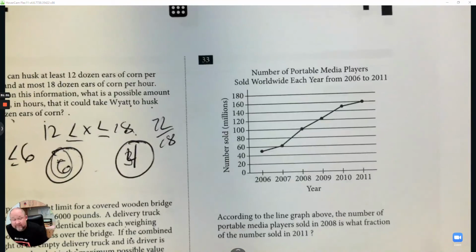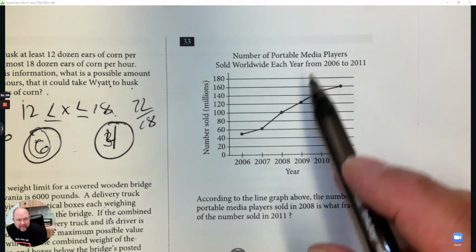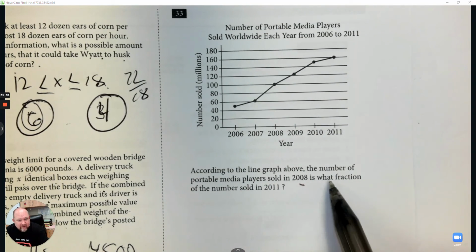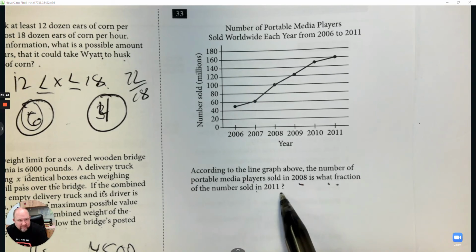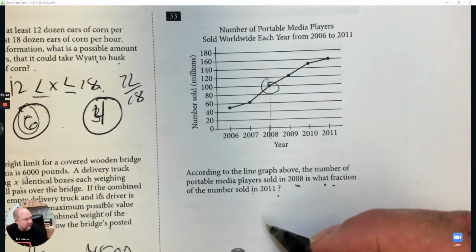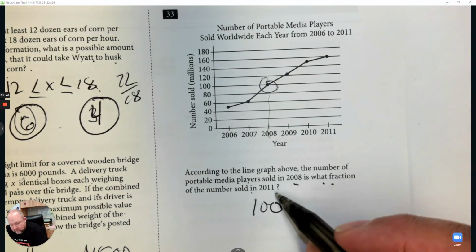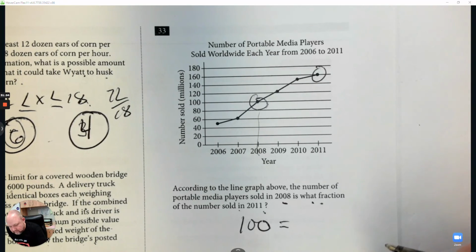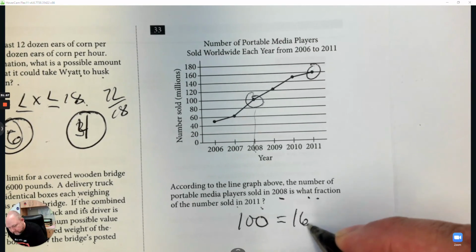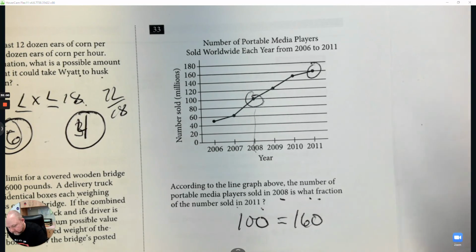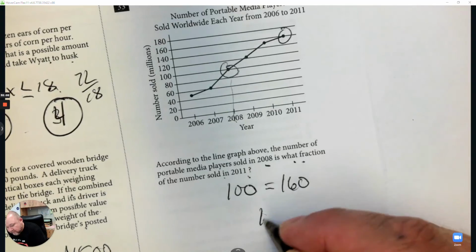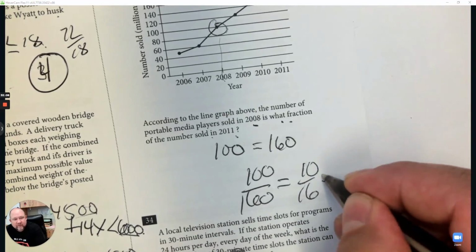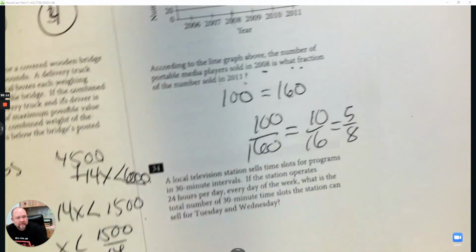Number 33. The number of portable media players sold worldwide. According to the line graph above, the number of portable media players sold in 2008 is what fraction of the number sold in 2011? So in 2008, it's 100. In 2011, it's 160. And so the fraction would be 100 over 160. You could also write that like this, or you can write that as this, and you have the fraction.